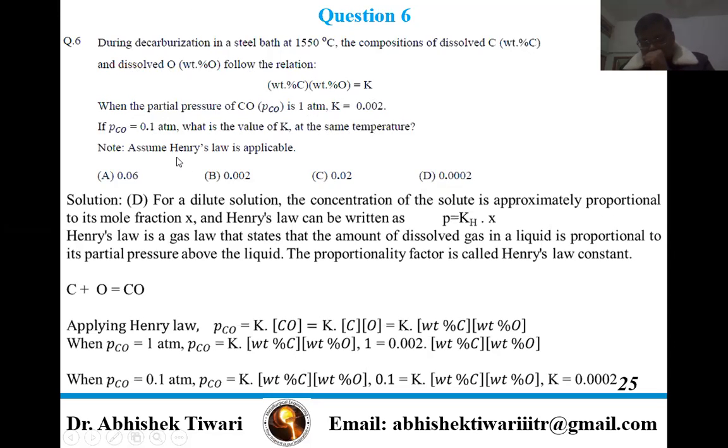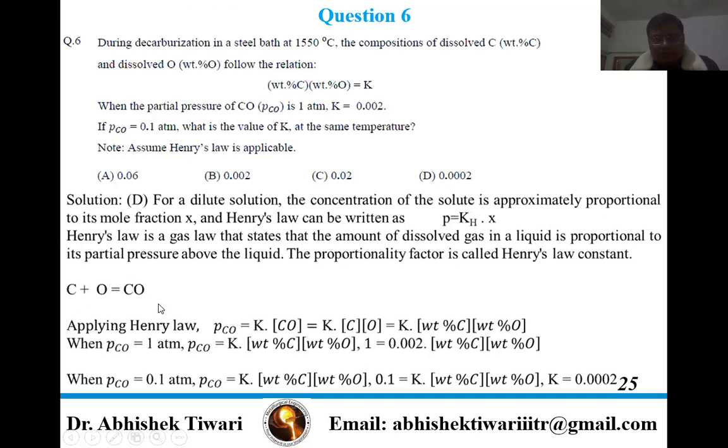Note, assume Henry's law is applicable. So for a dilute solution, the concentration of solute is approximately proportional to its mole fraction. That is, Henry's law can be written as P is equal to Kh into X. Henry's law is a gas law that states that the amount of dissolved gas in a liquid is proportional to its partial pressure above the liquid. And since we are decarbonizing, the important point is that CO is actually going out. So the proportionality factor is the Henry law constant.